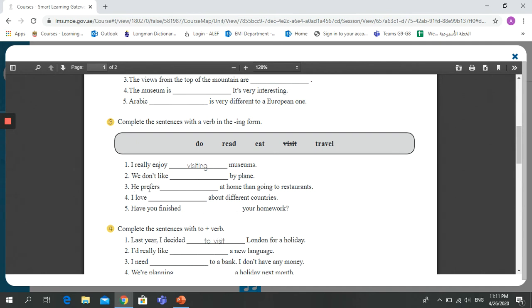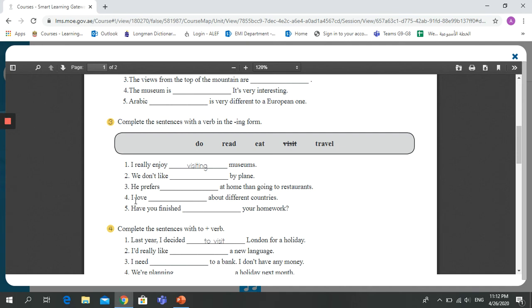Number 3: He prefers at home than going to restaurants. So something you do at the restaurants. He prefers means he likes at home than going to restaurants. He prefers doing, reading, eating. So what do you think? Very good. He prefers eating. Let's try to write here eating. It should be verb plus ing.